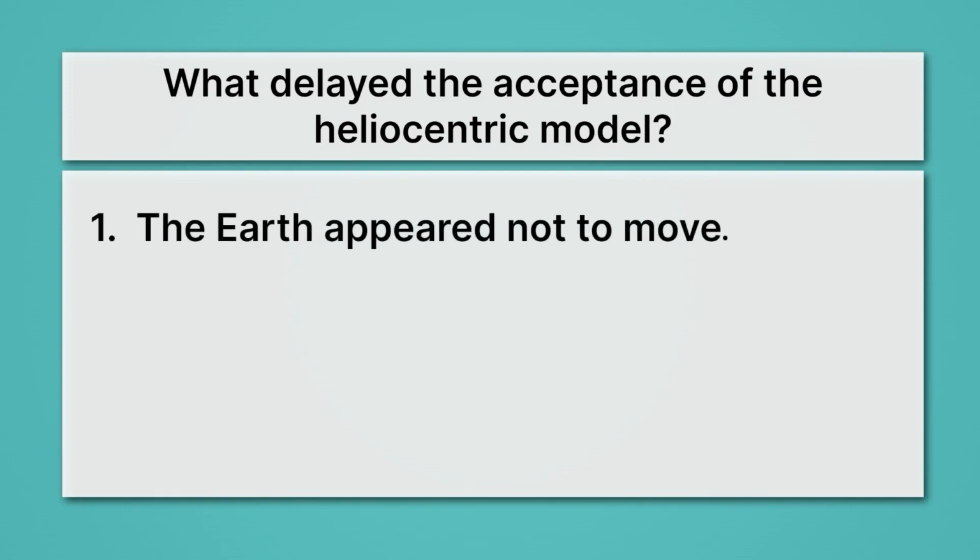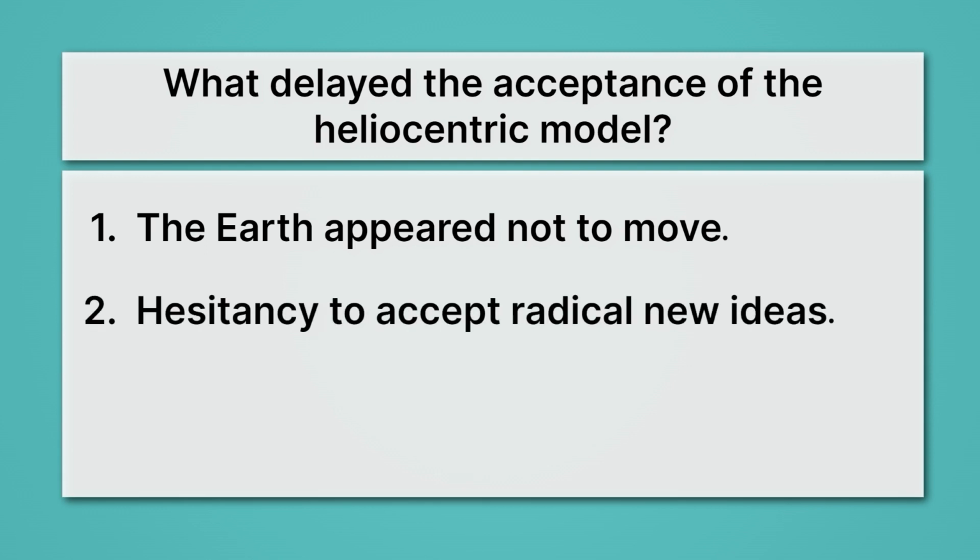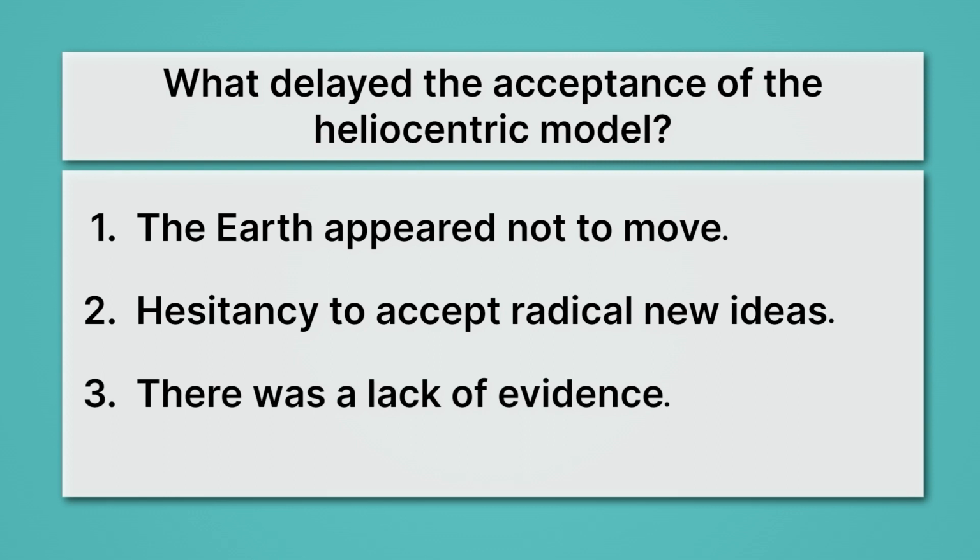So what delayed the acceptance of the heliocentric model? First, the Earth appeared not to move. It still seemed like the Earth was still. Does it feel like you're moving around the sun at 60,000 miles per hour? No. Second of all, it's a radical new idea, and there's hesitancy to accept radical new ideas, especially when there's a lack of evidence. And there wasn't any observations Copernicus could point to that made his model preferable to Ptolemy's.